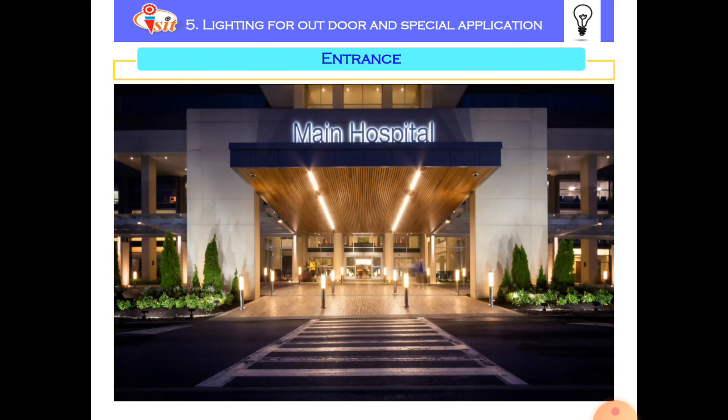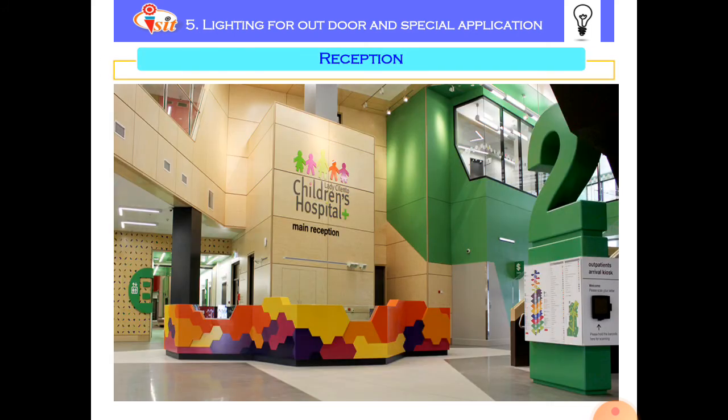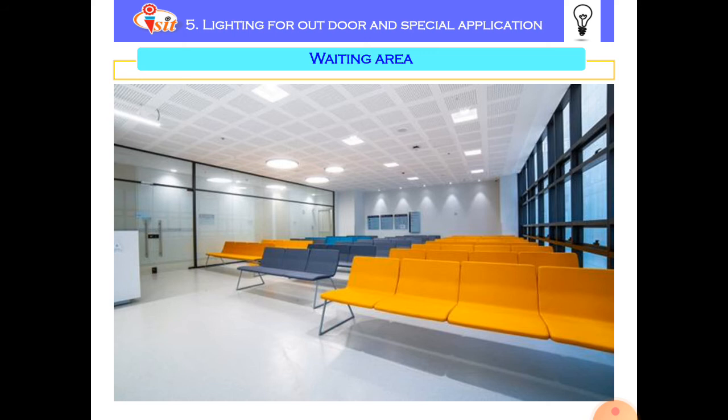Take a look at the entrance of the hospital. This is how the entrance of the hospital is illuminated, for aesthetic purpose as well as for utilization purpose. Then next, look at the reception area in the hospital. This is how the reception area looks and is illuminated for aesthetic purpose. Then next, the illumination provided in the waiting area.